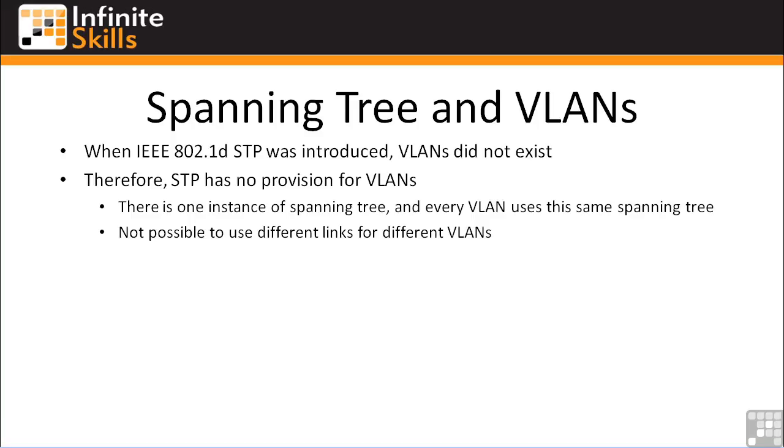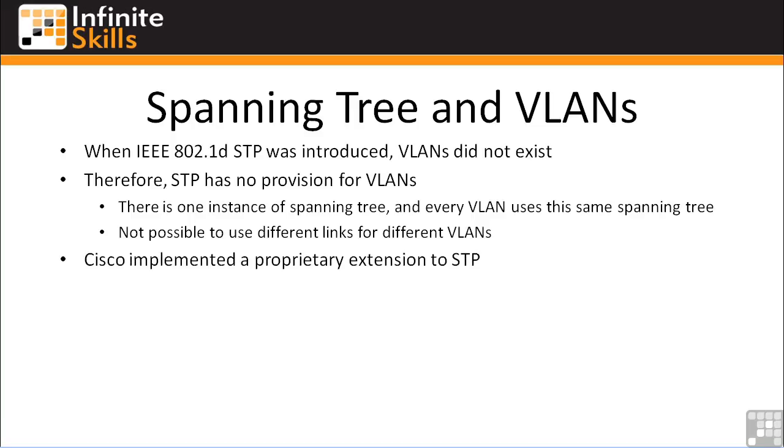You can't load balance your VLANs like we did in our lab, where we said switch A is the root for VLANs 1, 20, and 30, and switch B is the root of VLANs 40 and 50. If you're playing by the rules and you're not using a Cisco switch, you have one instance of spanning tree, and that's all you get.